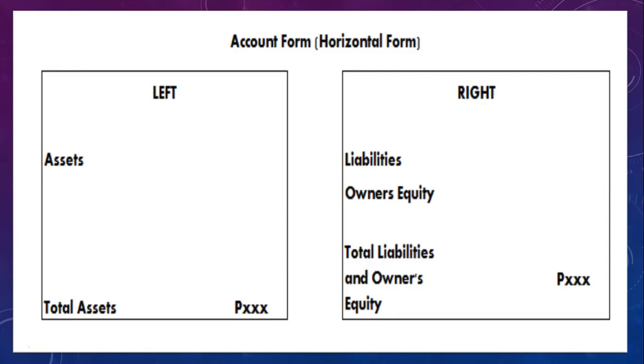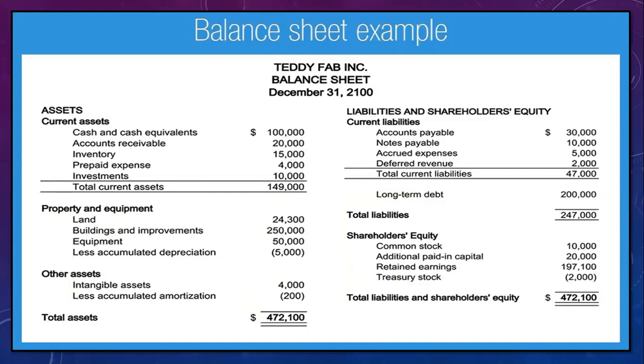Okay, yung account form at saka yung report form. Okay? So, pag report form, so vertical lang, dire-diretso. Yung account form naman is nasa left side si assets, then nasa right side si liabilities and owner's equity. Okay, so yan po yung two forms ng ating balance sheet. So, ito po yung example ng account form.